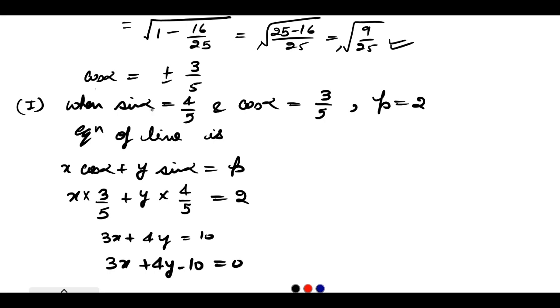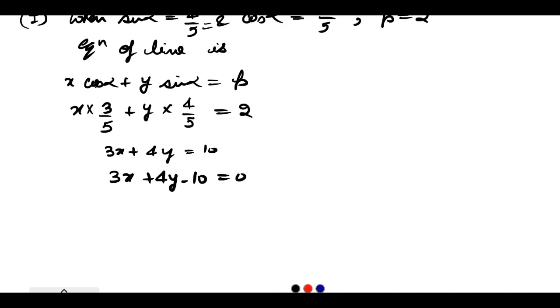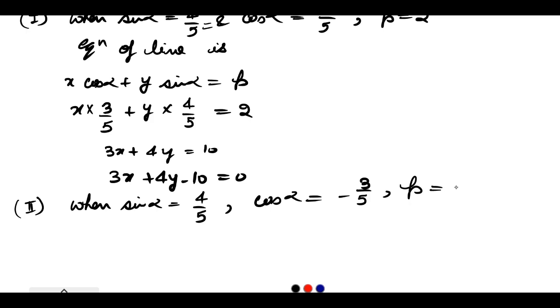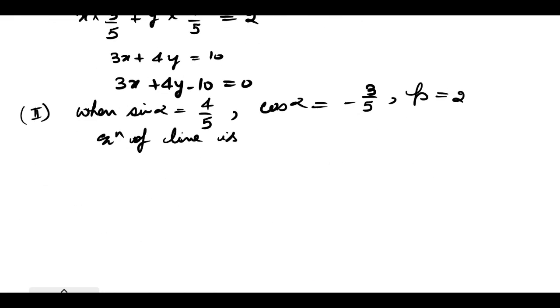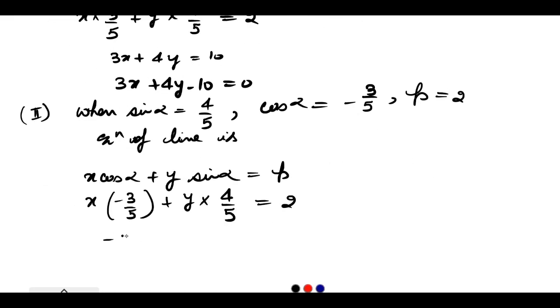In the case when sin alpha is 4 by 5 but cos alpha is minus 3 by 5, p is 2. Equation of line in this case, so the equation of line is 3x minus 4y plus 10 is equal to 0.